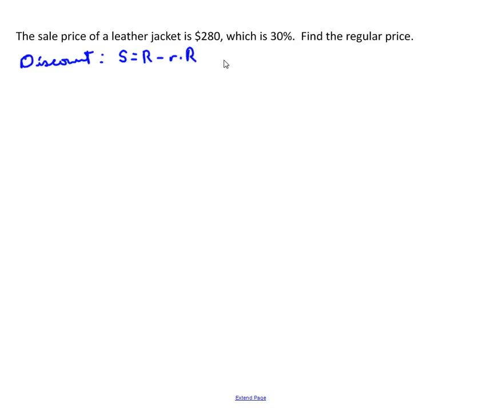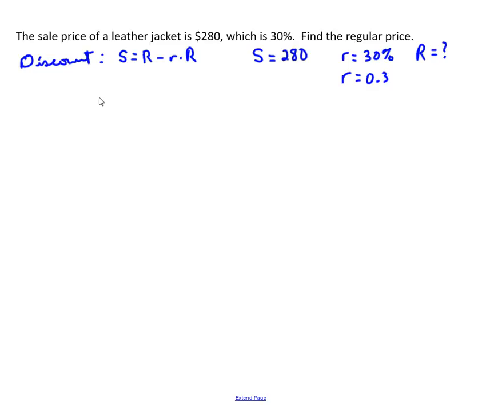So let's see, what do we know this time? We know that the sale price is $280. Further, we know that our discount rate is 30%. If we write 30%, just remember that if you're going to use this in the formula, we need to put this in decimal form. That means we move our decimal to the left 2 places to give us 0.3 instead. And then the regular price is the part that we don't know.